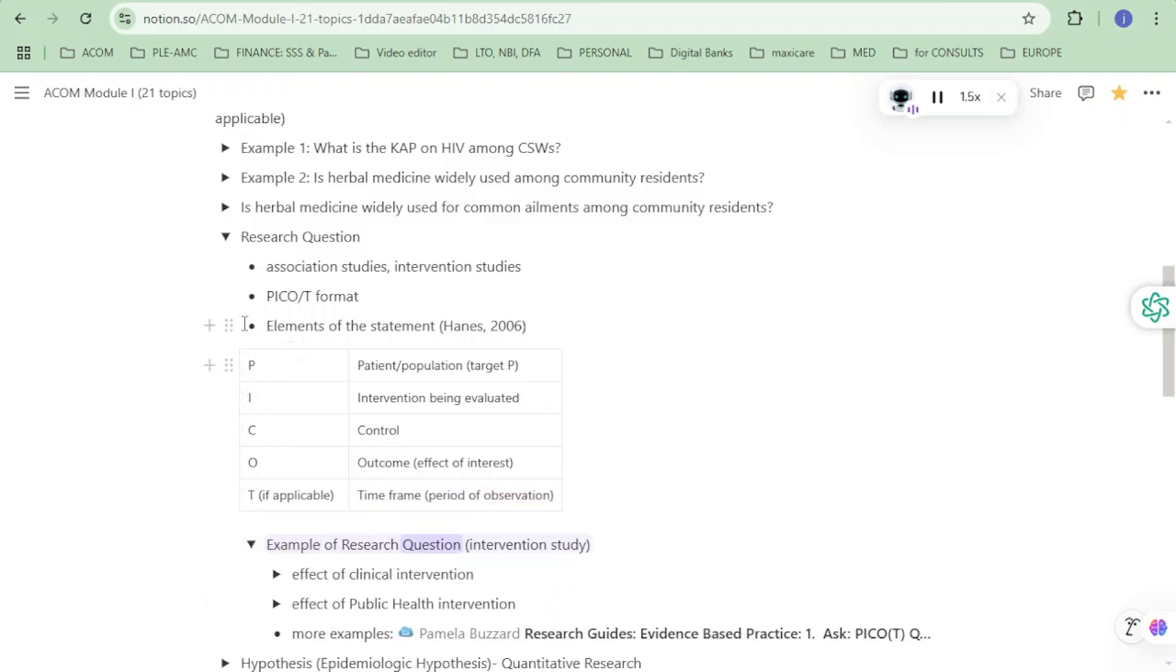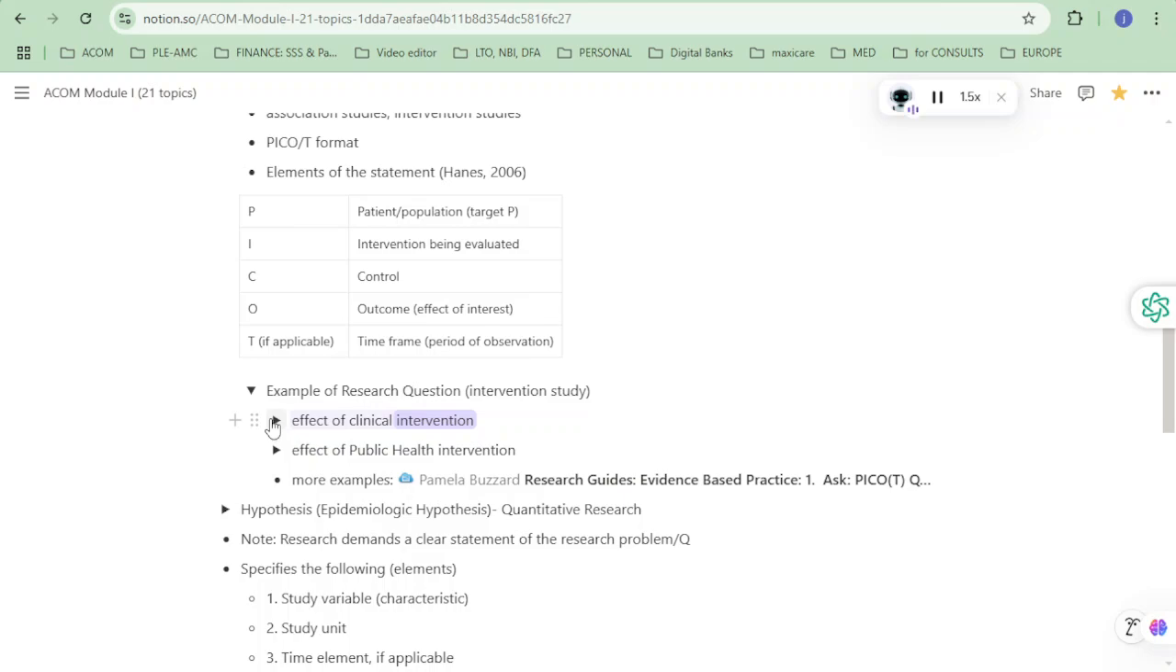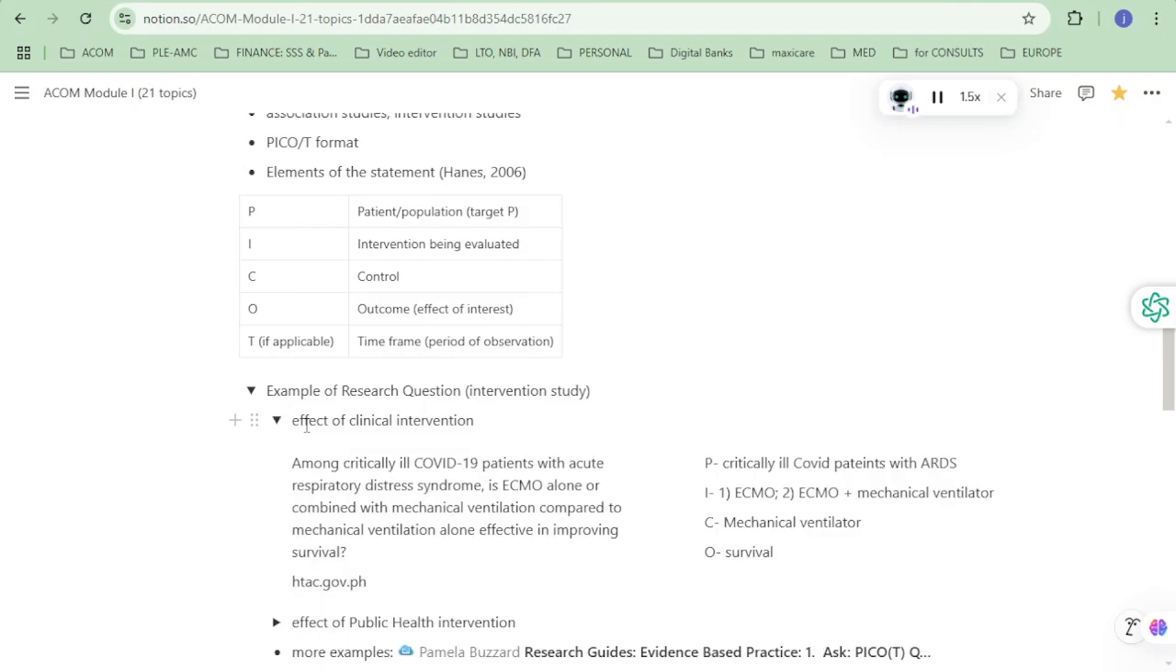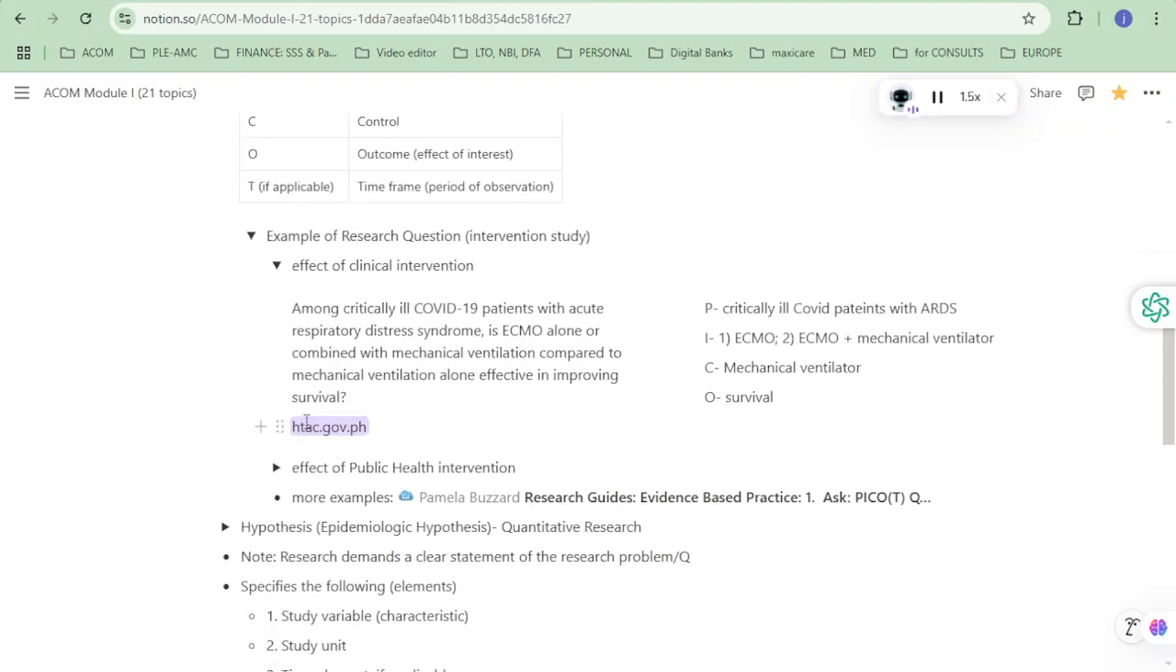Example of research question, intervention study. Effect of clinical intervention. Among critically ill COVID-19 patients with acute respiratory distress syndrome, is ECMO alone or combined with mechanical ventilation compared to mechanical ventilation alone effective in improving survival? htac.gov.ph. P: Critically ill COVID patients with ARDS. I: 1, ECMO; 2, ECMO plus mechanical ventilator. C: Mechanical ventilator. O: Survival.